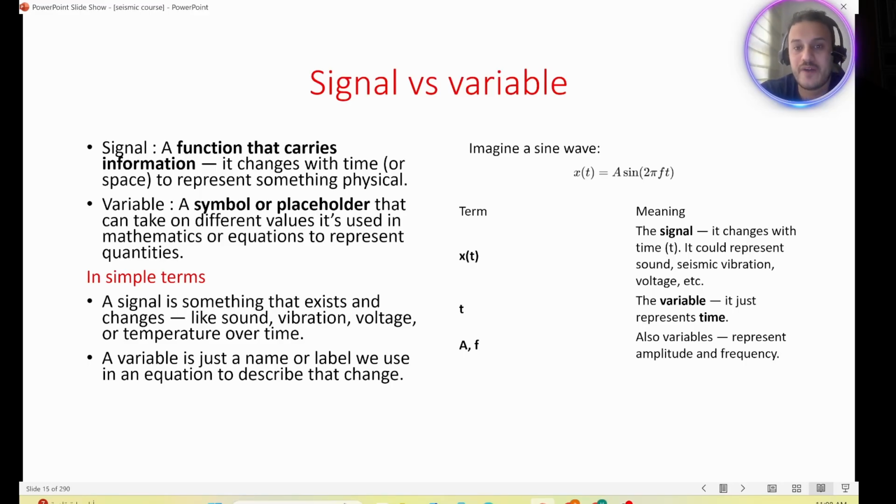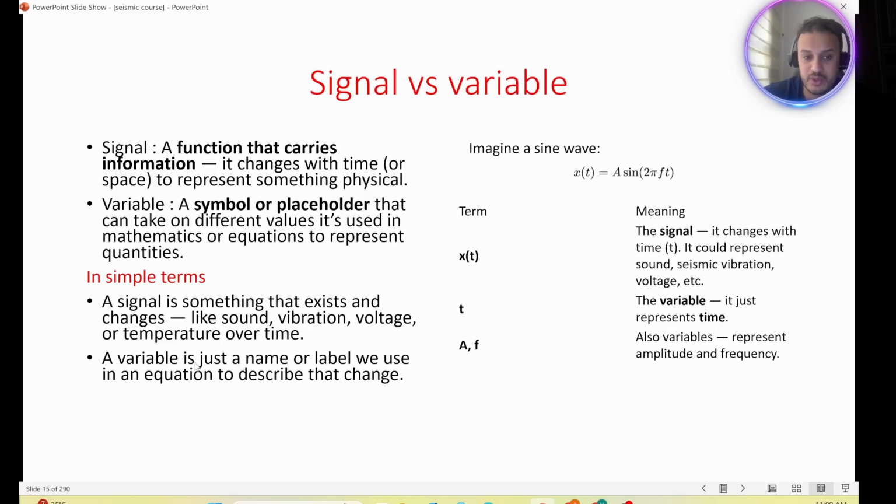Also you have to differentiate between signals and variables. A signal is a function that carries information. It changes with time or space to represent something physical. But a variable is a symbol or placeholder that can take on different values. It is used in mathematics or equations to represent quantities. So in simple terms, what is the signal? It's something that exists and changes, like sound, vibration, voltage, or temperature over time.